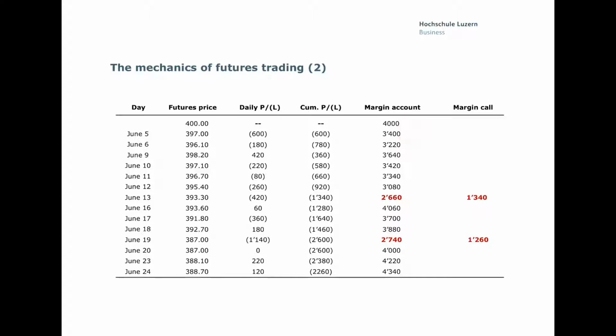On June 13th, another loss occurs and the balance in the margin account falls $340 below the maintenance margin level. This drop triggers a margin call from the broker for an additional $1,340. In this example, it is assumed that the investor does in fact provide this margin by the close of trading on June 16th. However, on June 19th, the balance in the margin account again falls below the maintenance margin level, and a margin call for $1,260 is sent out. Again, the investor provides this margin by the close of trading on June 20th.